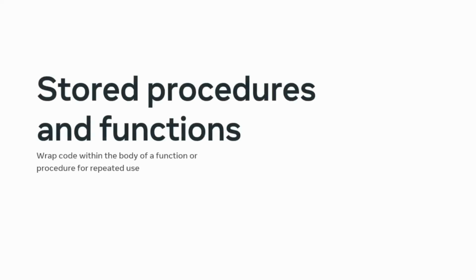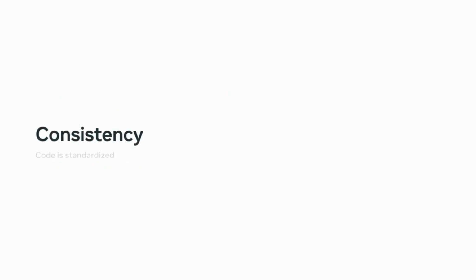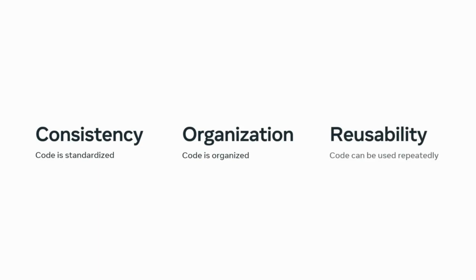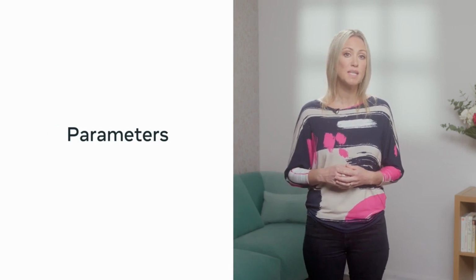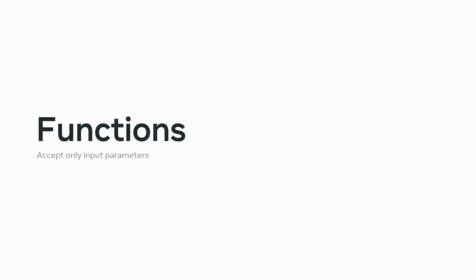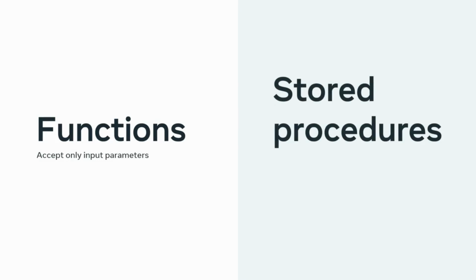In Lesson 2, you learned about advanced MySQL functions and stored procedures. You learned that the main purpose of creating stored procedures and functions is to wrap or encapsulate code together in the body of a function or procedure. The benefits of stored procedures and functions is that they make code more consistent, more organized, and introduce reusability to make the code easier to use and maintain. And you also know that the key difference between functions and stored procedures is parameters. Functions can only have input parameters, while stored procedures can have both input and output parameters.